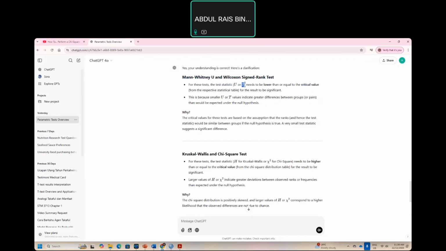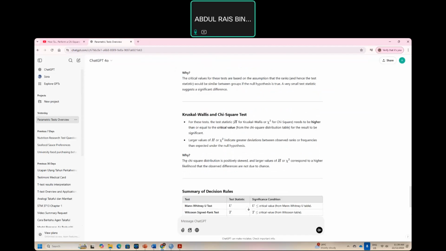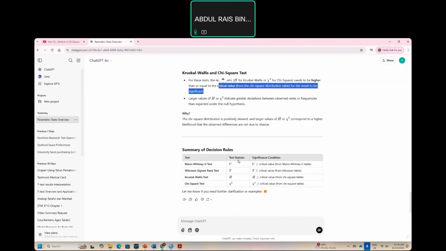Why is the reason? Critical values for these tests are based on the assumption of rank. Alright. As for Kruskal-Wallis dan chi-square, sebab asas Kruskal-Wallis menggunakan konsep sama macam chi-square lah. Okay, and that's why for the Kruskal-Wallis and chi-square tests, the value needs to be higher than the critical value for the result to be significant. Okay. And here's a summary of decisions that GPT has helped. Okay. U and W need to be lower, H and chi-square need to be higher. All right. Thank you very much, Mr. GPT.